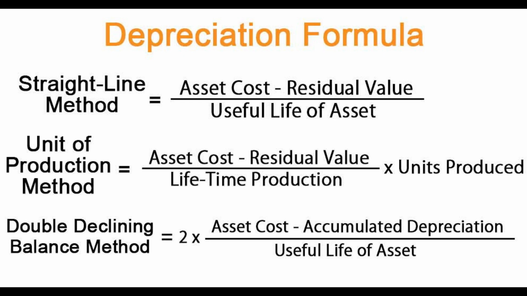Double declining balance method is like the declining balance method but accelerates depreciation. You take twice the straight line rate and apply it to the book value at the start of each year. It's useful for assets that lose value very quickly in their first years.